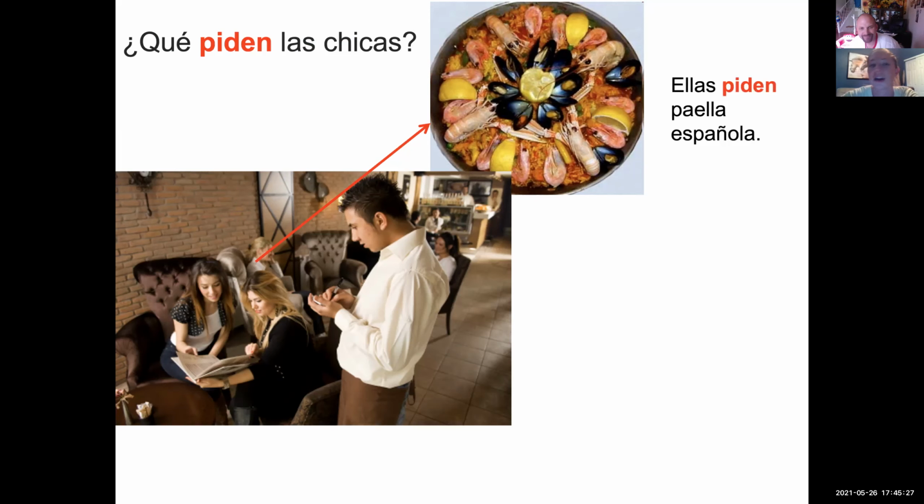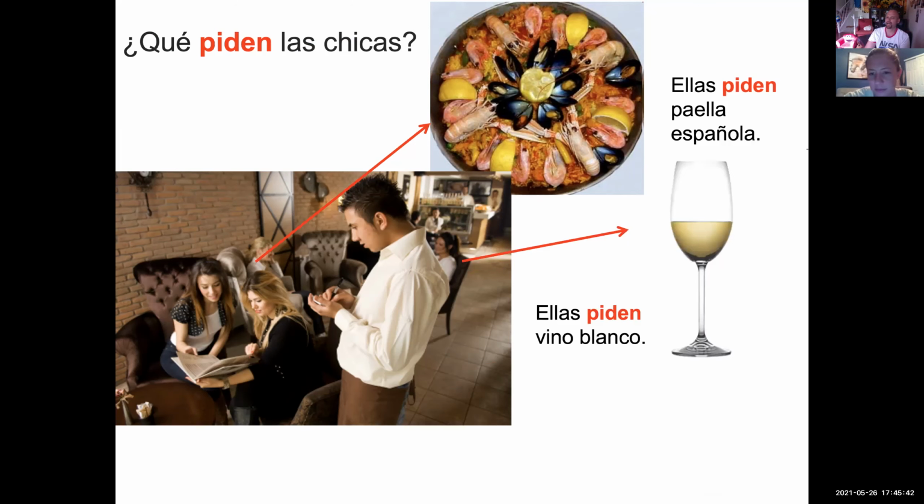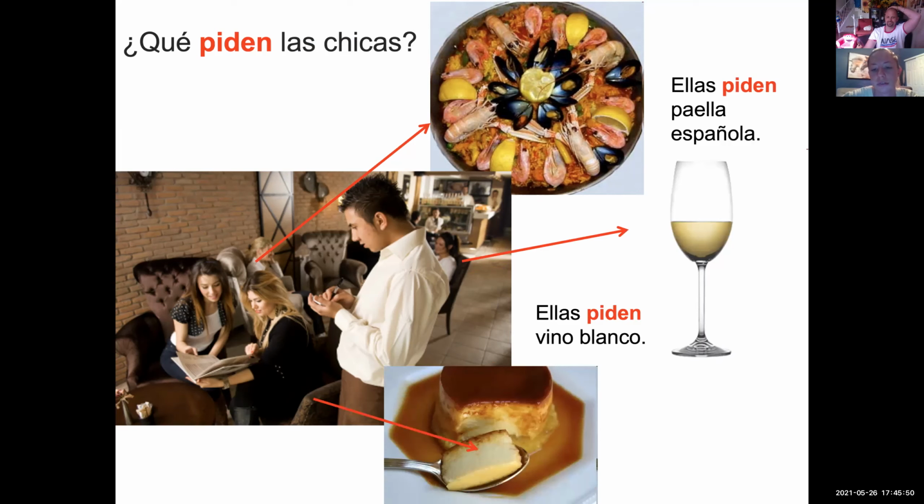Paella? Muy bien. Okay, sorry, I was trying to think of it again. Paella. Ellas piden paella española. Sí, ellas piden paella española. Y para tomar, ellas piden vino blanco. Y para el postre, ellas piden el cake, or was that tiramisu?